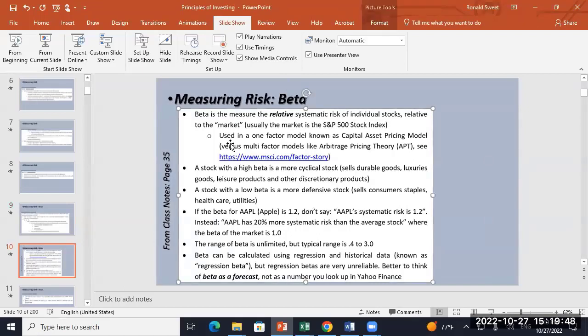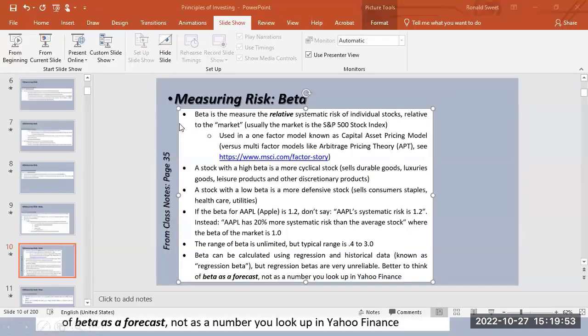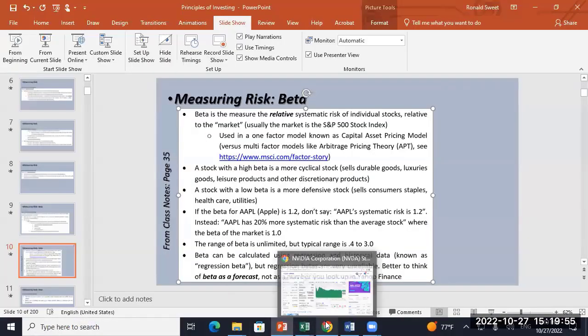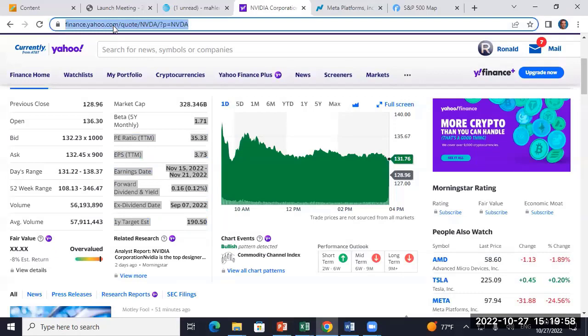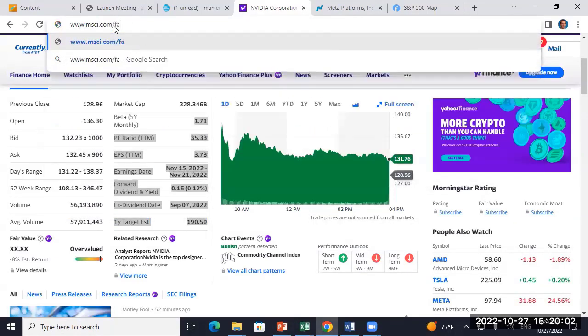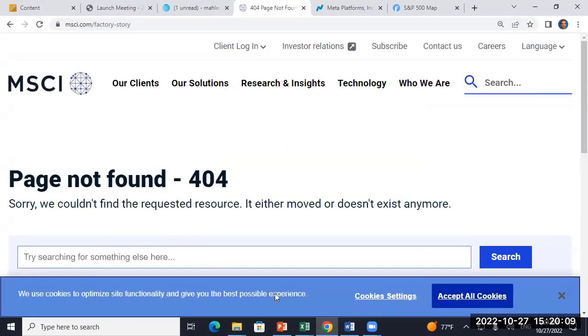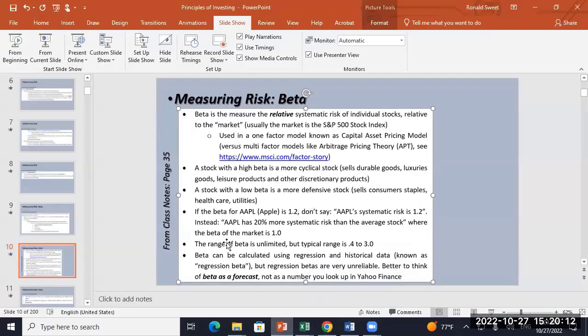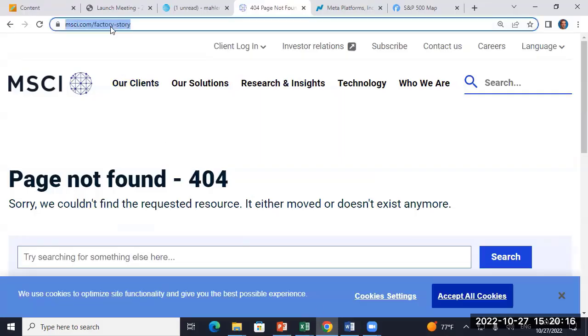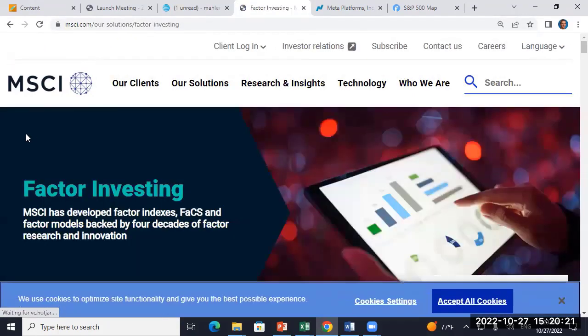So I don't think I can. Well, let's see, can I actually get into that? I don't know if I marked it or not. I don't think I did. So factory dash story, I'll try to remember. Let's see. I have no idea if I can get in the right place. Page not found, of course. What was it? Factor store. Oh, why did I say factory? That doesn't even make any sense. Yeah, it's a multi-factor model, so it should have been factor. Yeah. So here it is.